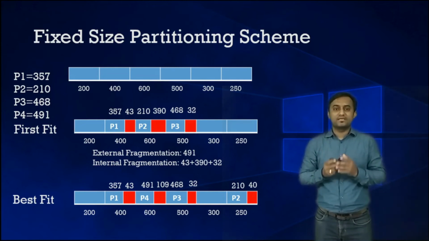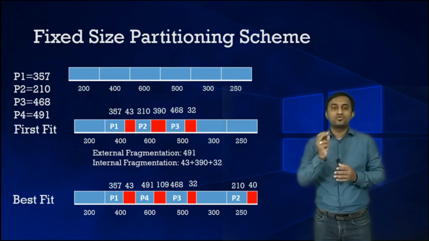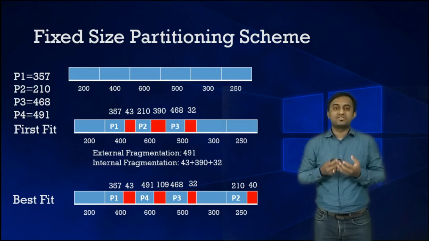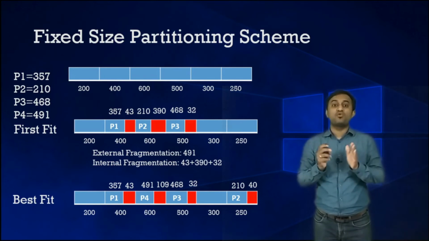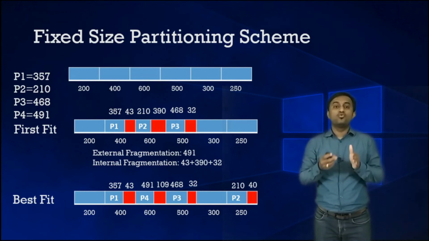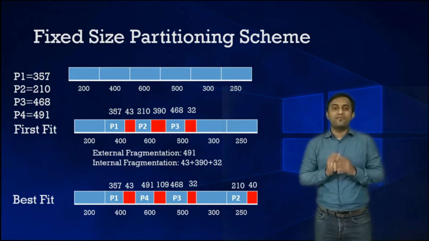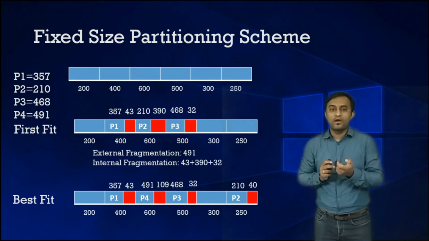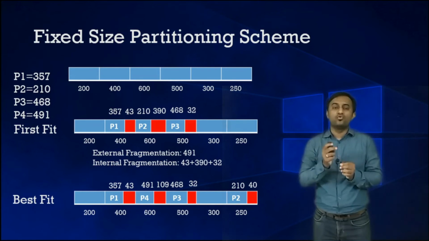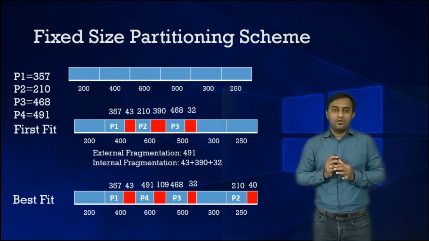So let us discuss by considering the same set of inputs. When P1 arrived, P1 requires 357 KB. So it will search 200, 200 is not capable enough. It will go to the next one. It will search all the available blocks, and out of these, the smallest one capable enough to accommodate that request will be finalized. So the 400 block is the smallest one capable enough to accommodate this P1 process. So P1 is assigned to the second block of memory.